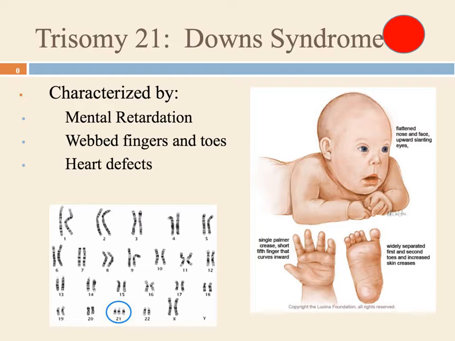This is an individual that has an extra 21st chromosome. And you are familiar with some of the characteristics that we see with individuals that have Down syndrome. It is typically associated with intellectual disability. Some of them can be born with webbed fingers and toes, and a lot of times they will have heart defects. All of these are caused because they have that extra chromosome.